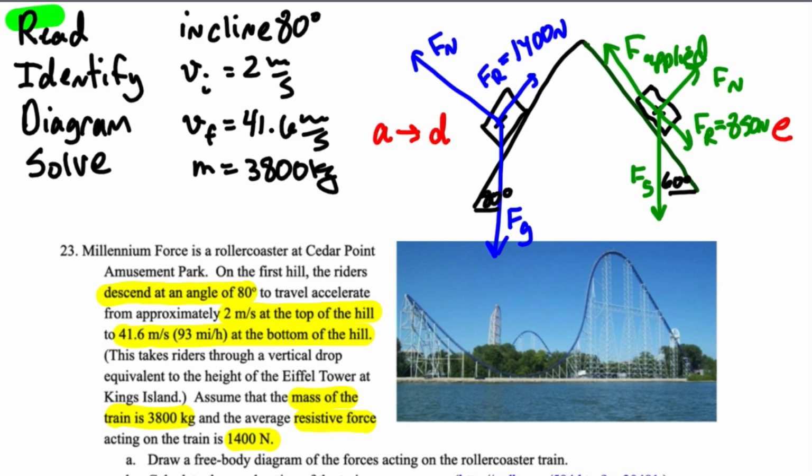So whenever you're problem solving, read, identify, diagram, and solve. Ponder physics.